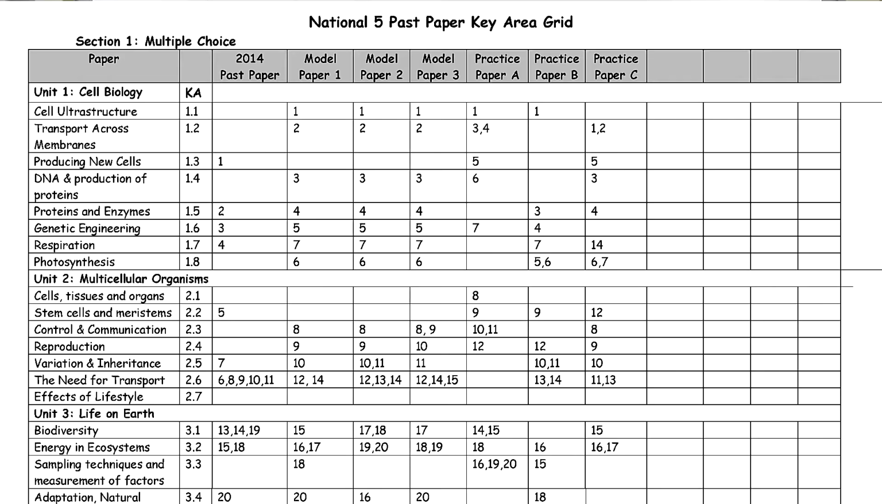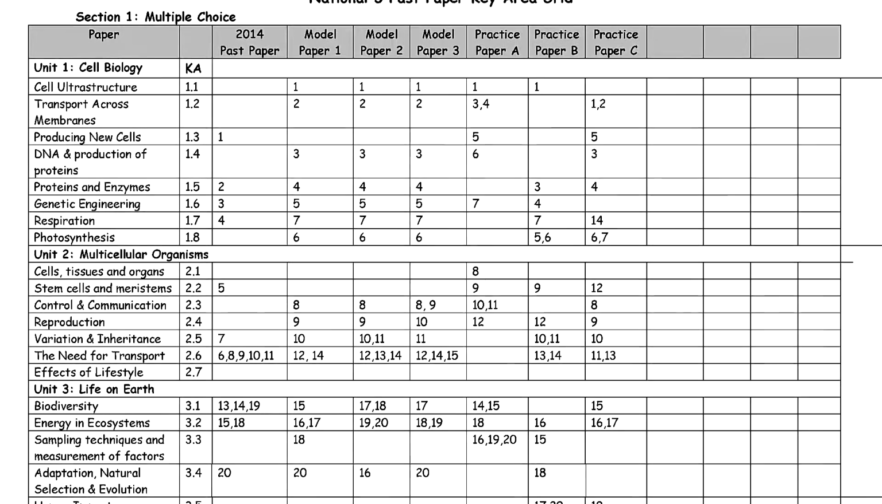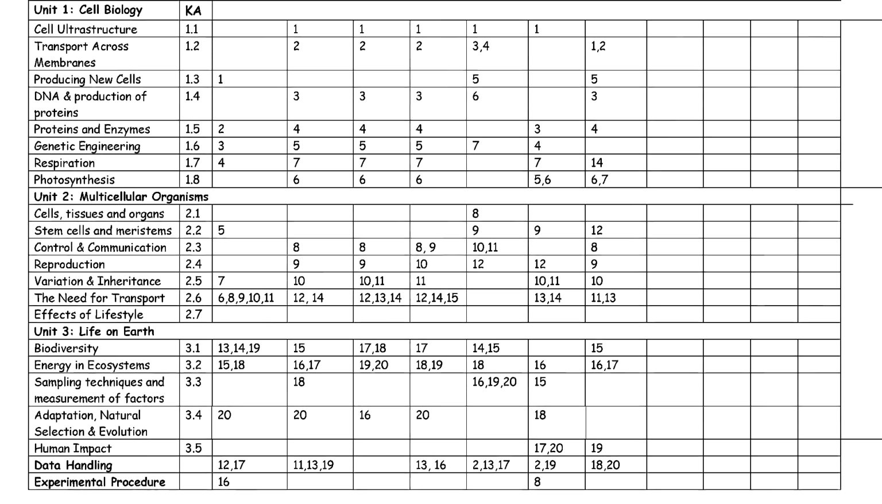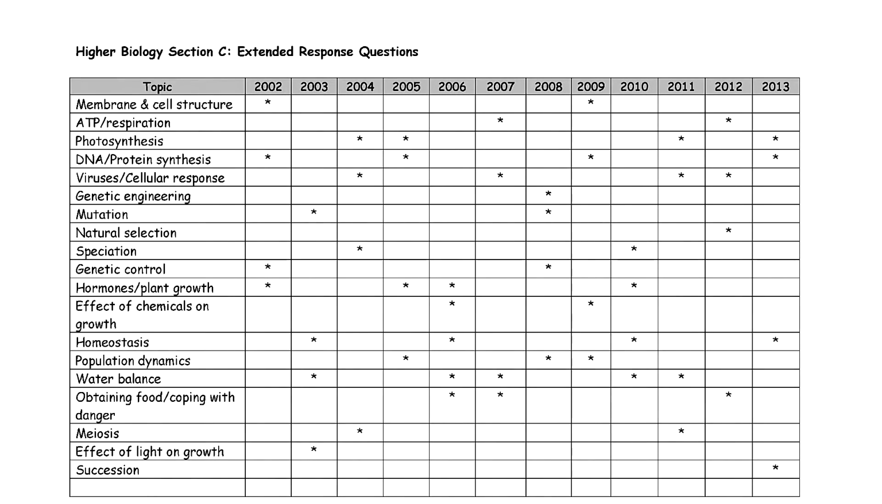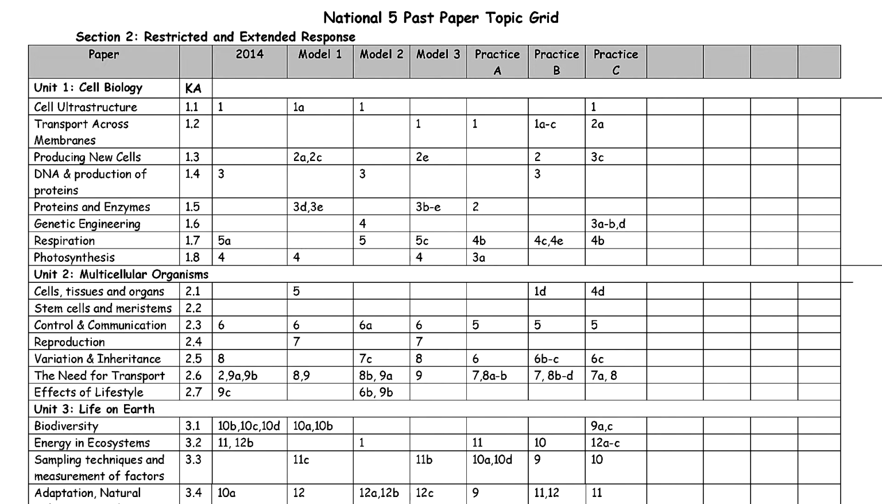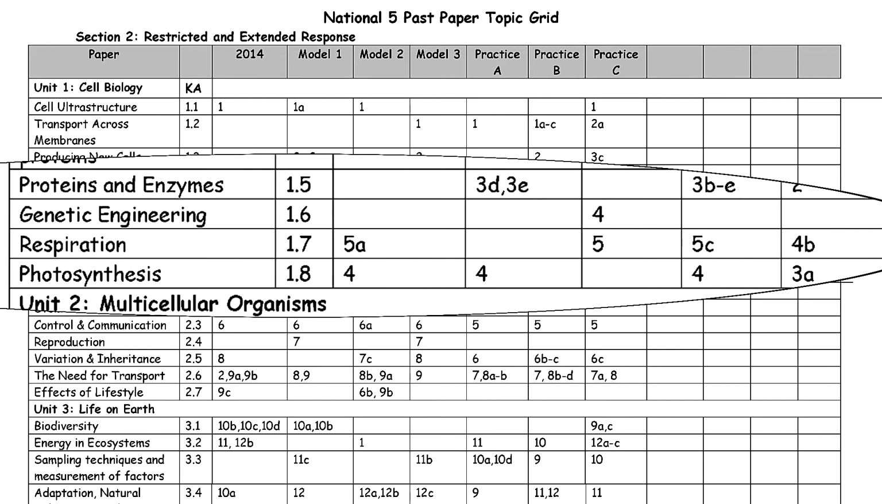The Biology Department has lots of resources online that you can access through the school website. One of the key resources I would encourage you to look at is the past paper topic grid. You can use it to help you focus your studies and revision. There's various years on the topic grid and the course has been split into key areas or topics. So for example, if you wanted to revise some respiration, you would look at the topic grid and it would tell you what years and what questions you could focus your revision on.